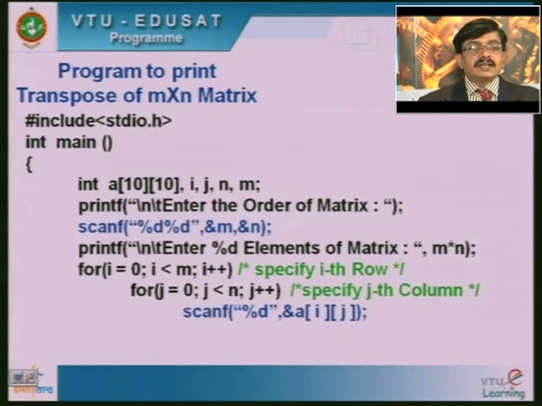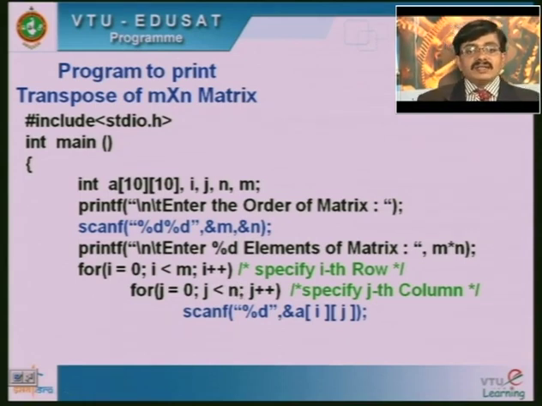So, having declared here an array of 10 cross 10, m and n are the order of the matrices. Here m specifies the row, n specifies the column, and with this I will be reading the elements of the matrix. Now, the question is to print the original matrix followed by the transpose of the matrix. How is it to be done?